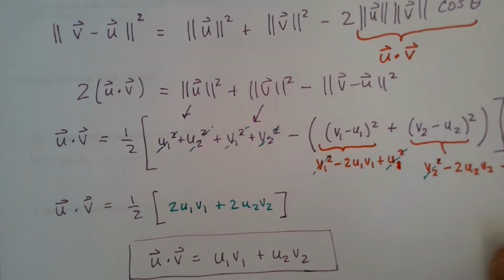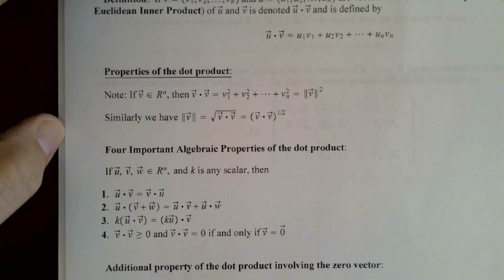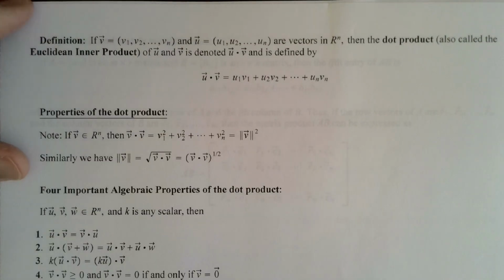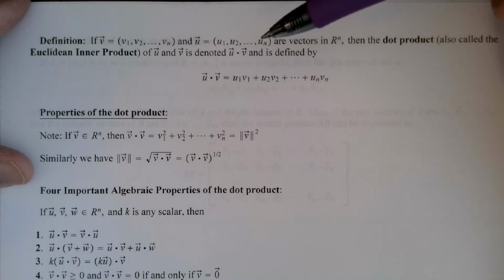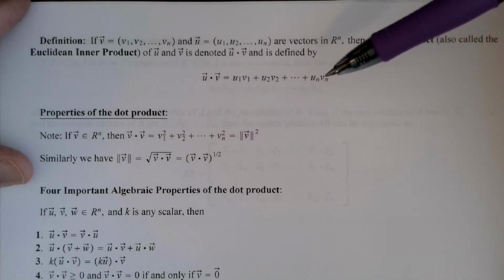We can extend this idea to n space. And so here's the definition of the Euclidean inner product. If u and v are vectors in n space, then their dot product is defined this way. You see how we extended that idea.